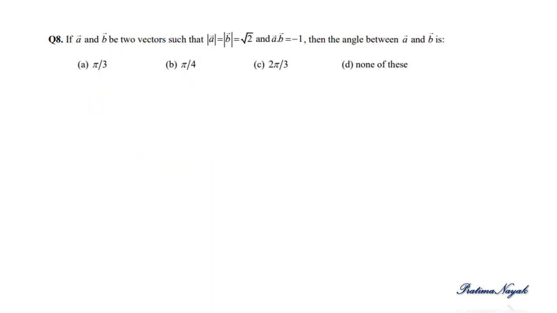If A and B are two vectors such that magnitude of A is the same as magnitude of B, equal to root 2, and A dot B is equal to minus 1, then the angle between vector A and vector B is, options are given. So cos theta is equal to A dot B by mod A into mod B. So it will be minus 1 upon root 2 into root 2, that will be 2. So when cos theta is minus half, then theta is equal to 2 pi by 3. So C is the answer.